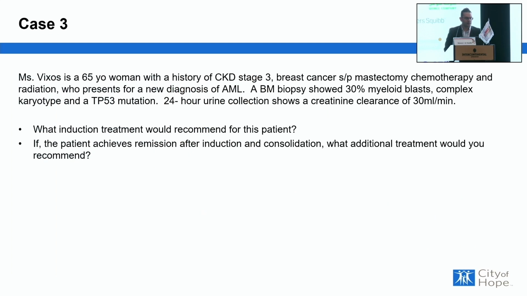This is my third case now. Mrs. Vixus is a 65-year-old female with a history of chronic kidney disease and breast cancer, who had mastectomy and chemotherapy with radiation. She presented with a new diagnosis of AML. Bone marrow biopsy showed myeloblasts at 30%, and her karyotype was complex. She had a TP53 mutation. So what is the best induction therapy for this patient, and what do we do after? Understanding that she is not a transplant candidate based on her creatinine clearance.